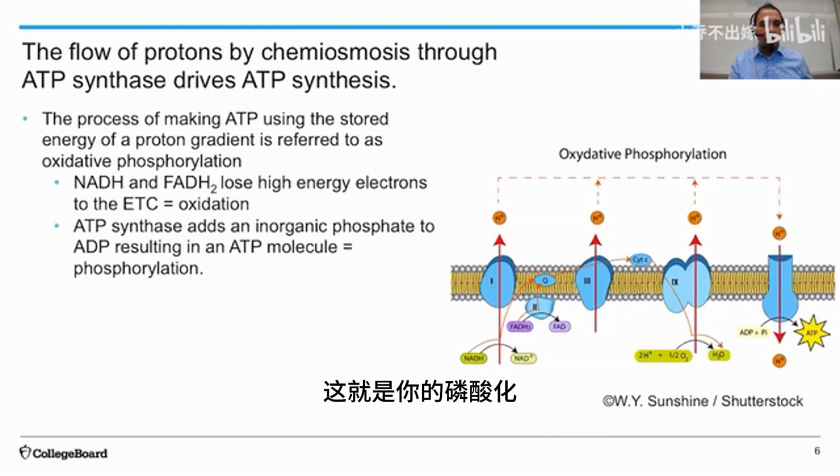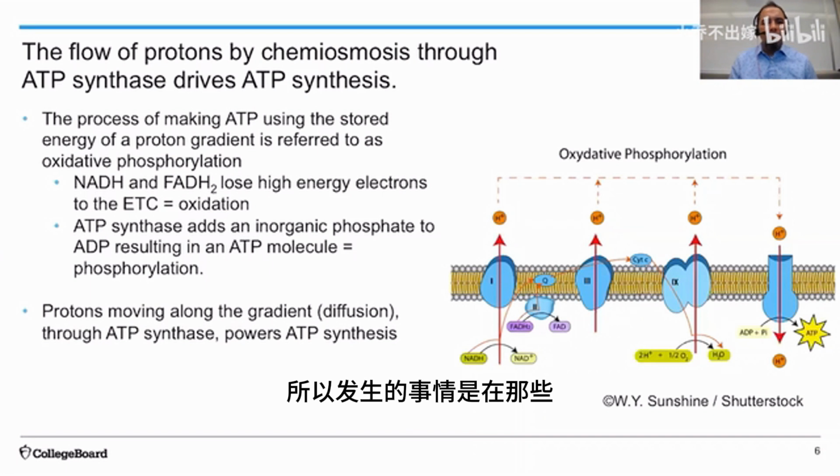There's your phosphorylation. Again, pause the video, jot down the terms you're not sure of, and ask your teacher, or again, draw the picture and draw it out. So what happens is those protons moving along the gradient through diffusion, through ATP synthase, powers ATP synthase.